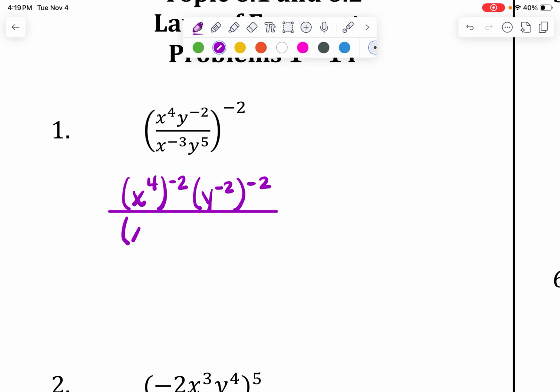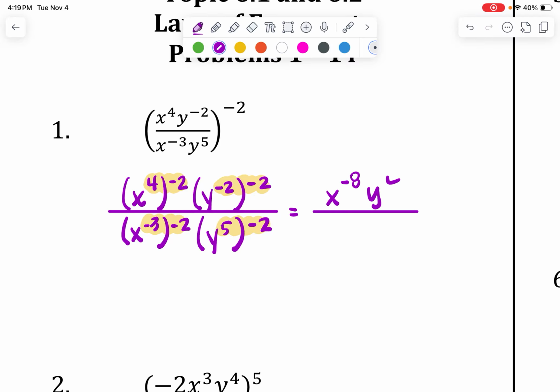Then I'm going to do the x to the -3 on the bottom and give him the -2 power. And then the y to the 5th on the bottom, he also has to get the -2 power. And then everywhere you have a power to a power, you multiply the powers. Okay, so my next step is going to be to clean up that mess I just made, right? So that's going to give us x to the -8th, y to the 4th, and then on the bottom, x to the 6th, and y to the -10th.